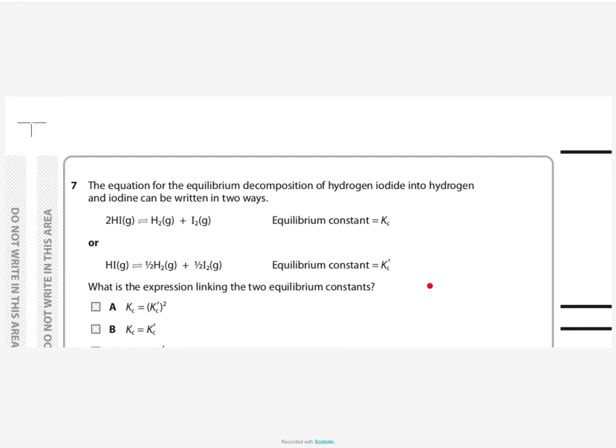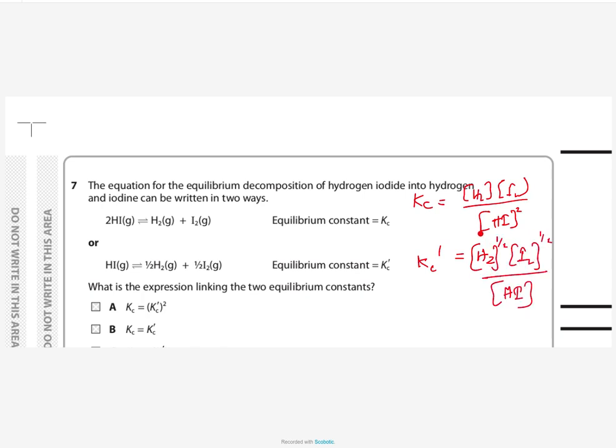The equation for the equilibrium decomposition of hydrogen iodide into hydrogen and iodine can be written in two ways. What is the expression linking the two equilibrium constants? Let's see. We'll write the Kc for this. Kc equals H2 I2 over HI squared. Kc dash equals H2 to the half I2 to the half over HI. So the first one is correct, right? Kc equals Kc dash squared. If I square this, I get that half into two is one. Right, so A is correct.